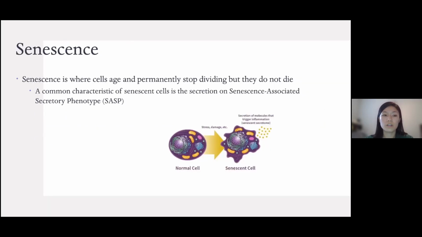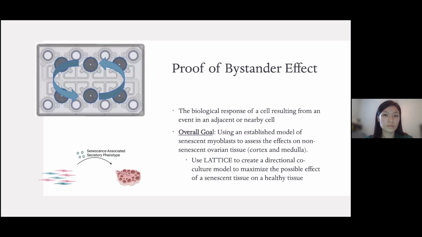To start off, senescence is where cells age and permanently stop dividing, but they don't die off. And a common characteristic of senescent cells is the secretion of senescence-associated secretory phenotype, and that can include things like inflammatory factors. So during my time at Duncan Lab, I participated in 2 projects.